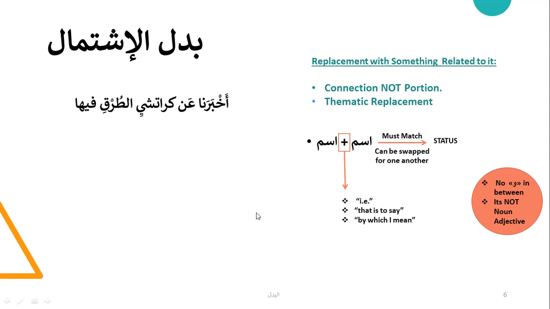So let's see. Akhbarna an Karachi, at-Turki fiha. He told us about Karachi, the roads in it. Now, you can see Karachi is the ism, and at-Turki fiha is referring back to Karachi, but it's really the roads which are replacing it. So what it means is he told us about Karachi, roads in it.